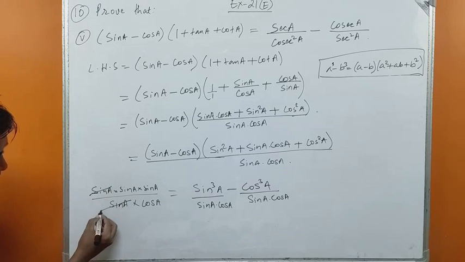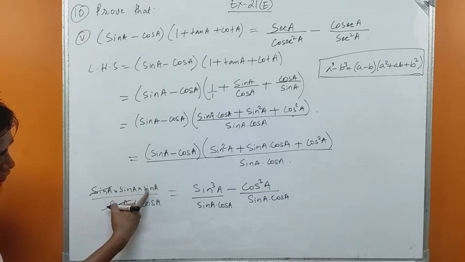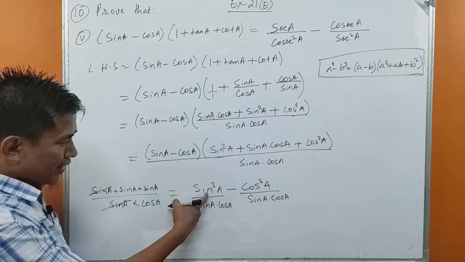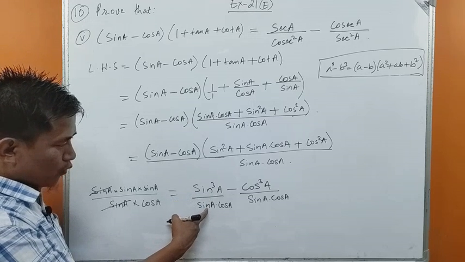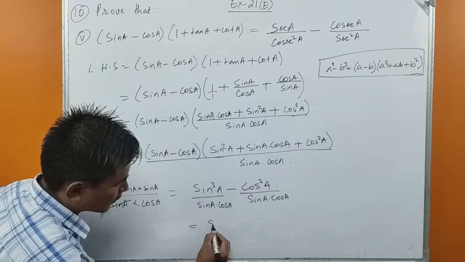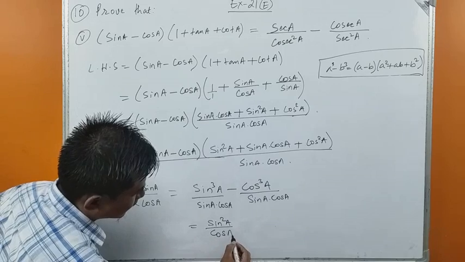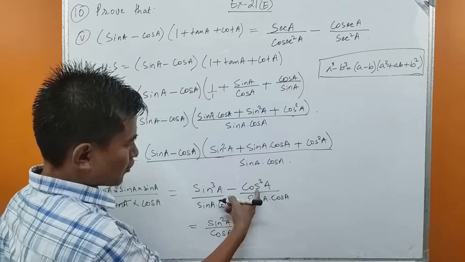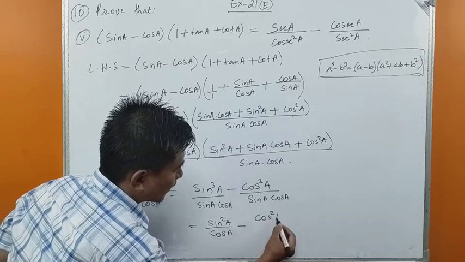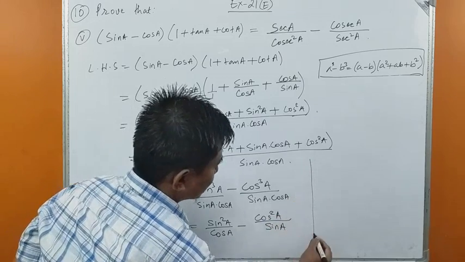Now this sin A and sin A can be cancelled, so what remains is sin A into sin A. Sin A into sin A is sin square A, isn't it? Are you getting my point? Here we have sin A multiplied 3 times, and in the denominator we have 1 sin A, so that 1 sin A and 1 sin A cancel out, so sin square A remains in the numerator. Sin square A upon cos A. Minus, same thing here, cos multiplied 3 times, so cos square A upon sin A.